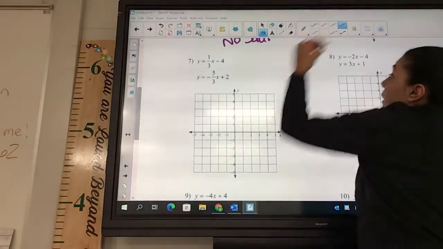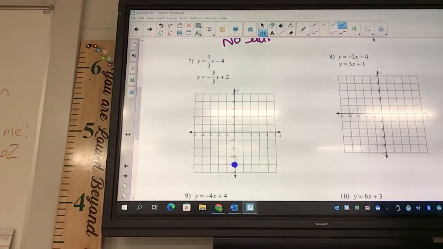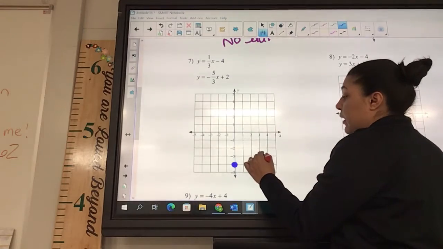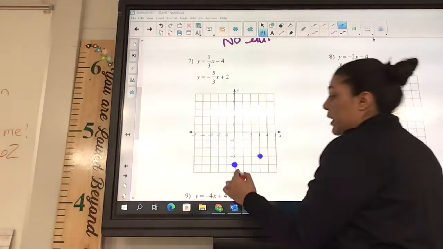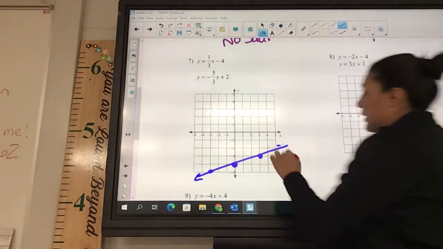7, we're going to start at -4, and our slope is 1 over 3. So we're going to go up 1 over 3. Up 1, and we can't go over 3. So you can go down 1 and over 3. So this is what our first graph looks like.